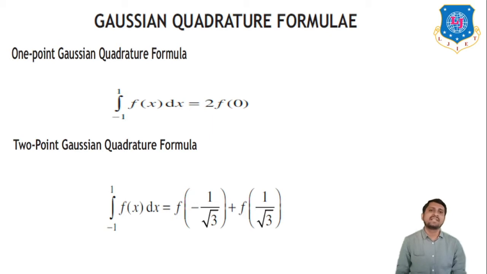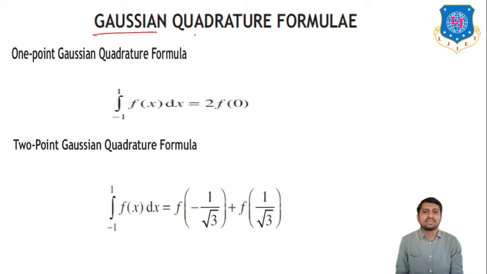And in today's session, we discuss Gaussian quadrature formula. This is the last topic of the second chapter, numerical integration. In the previous lecture, we discussed the trapezoidal rule, Simpson's 1/3 rule, and Simpson's 3/8 rule. In today's session, we discuss the Gaussian quadrature formula. This is also one of the methods, so we can find the approximate value of integration.